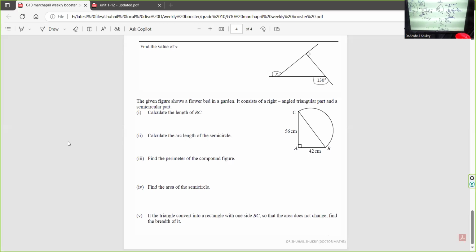the given figure shows a bed in a garden. It consists of right angled triangular parts, and there are five questions. Carefully listen. This is very important. And also, note that.